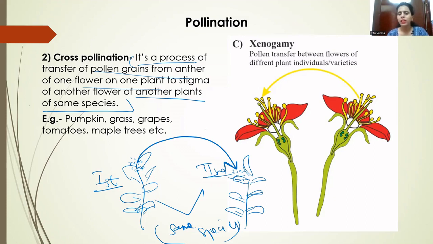Okay. And another term for cross-pollination is xenogamy. Xenogamy. So examples are pumpkin, grass, grapes, tomatoes, maple trees, etc.